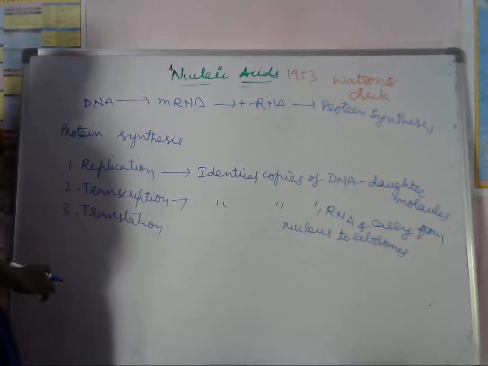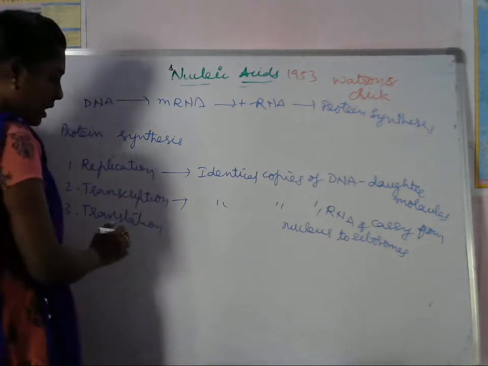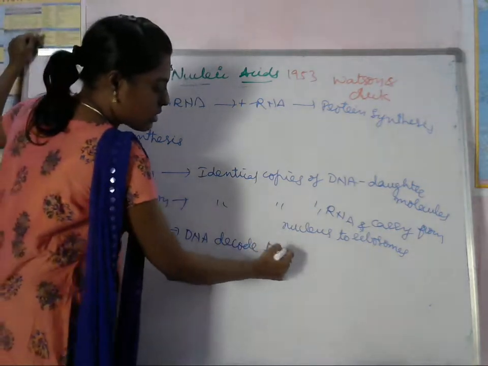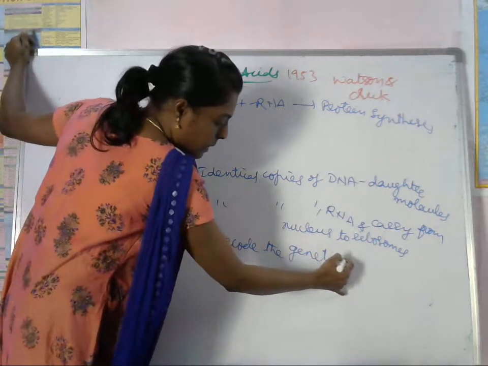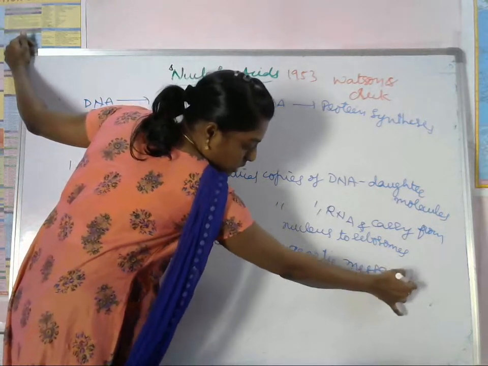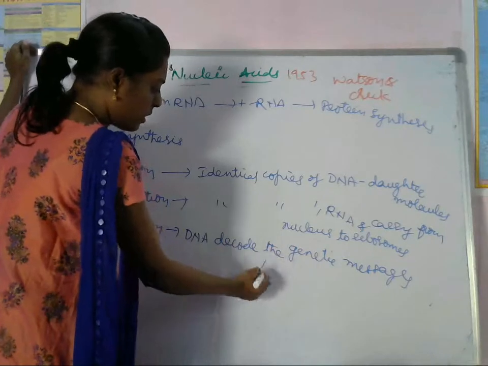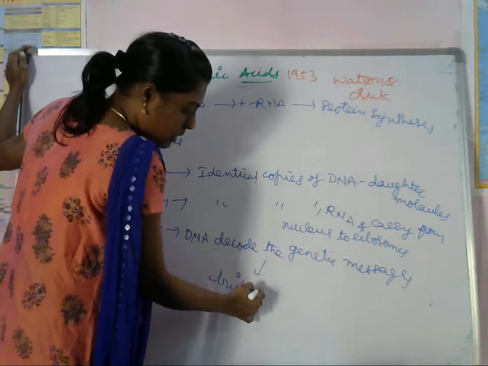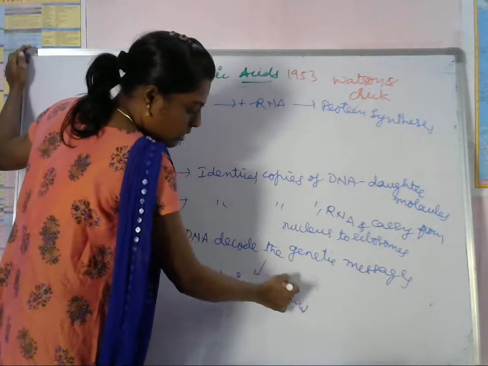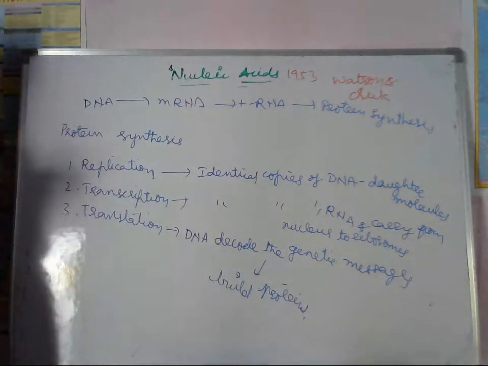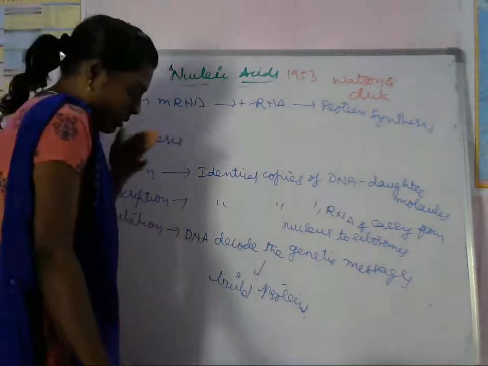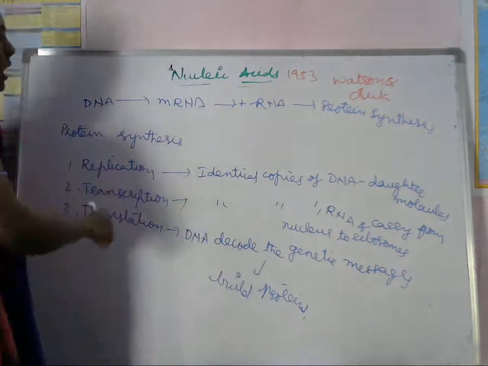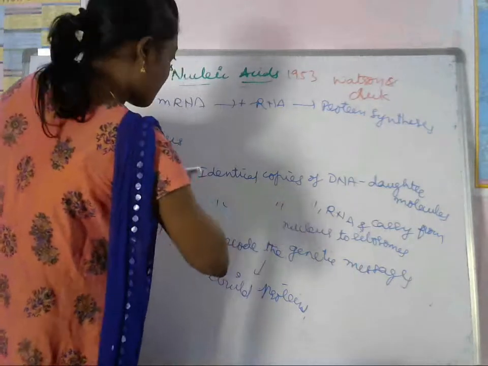Translation is the process by which the genetic message of DNA is decoded and the information is used to build proteins. That information is stored in DNA, but read and used by mRNA.